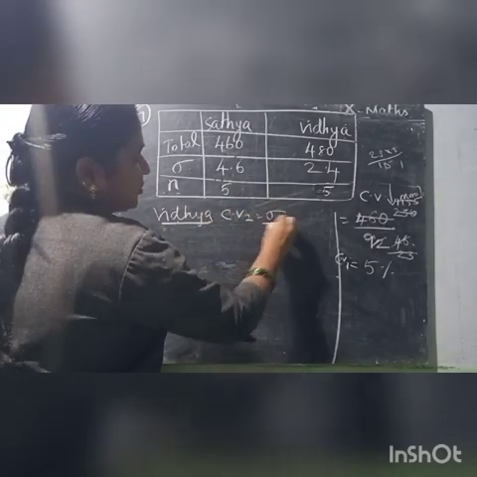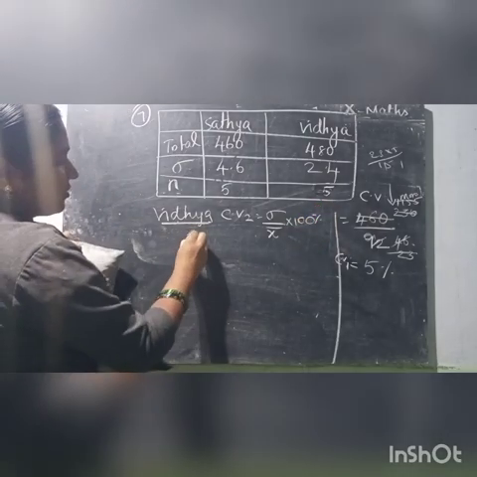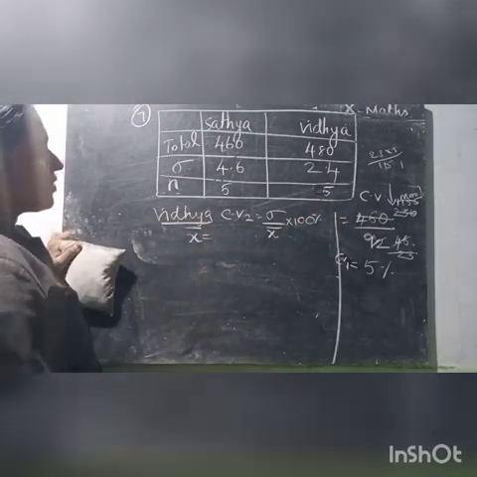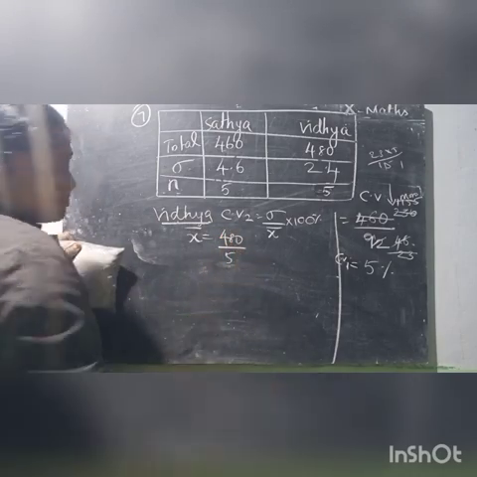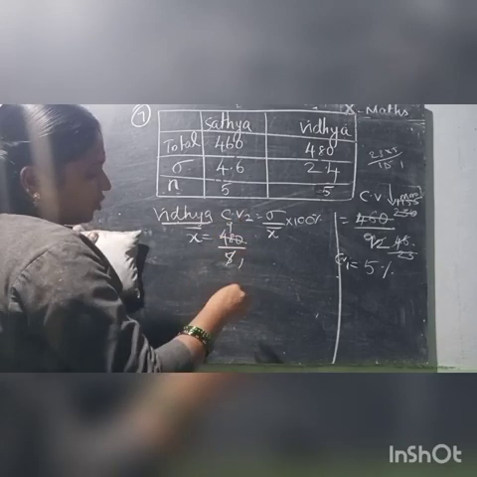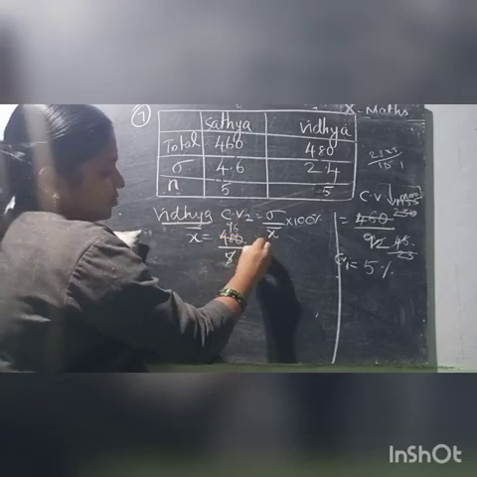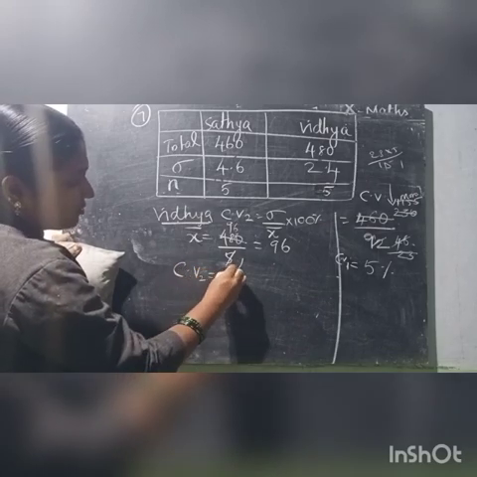Coefficient of variation equals standard deviation divided by x bar into 100%. First we have to calculate the x bar value, that is total divided by number of subjects. Now we cancel by the 5 table: 1 time 9 is 45 and 3 6 times. So x bar is 96. Now we substitute in the coefficient of variation formula.